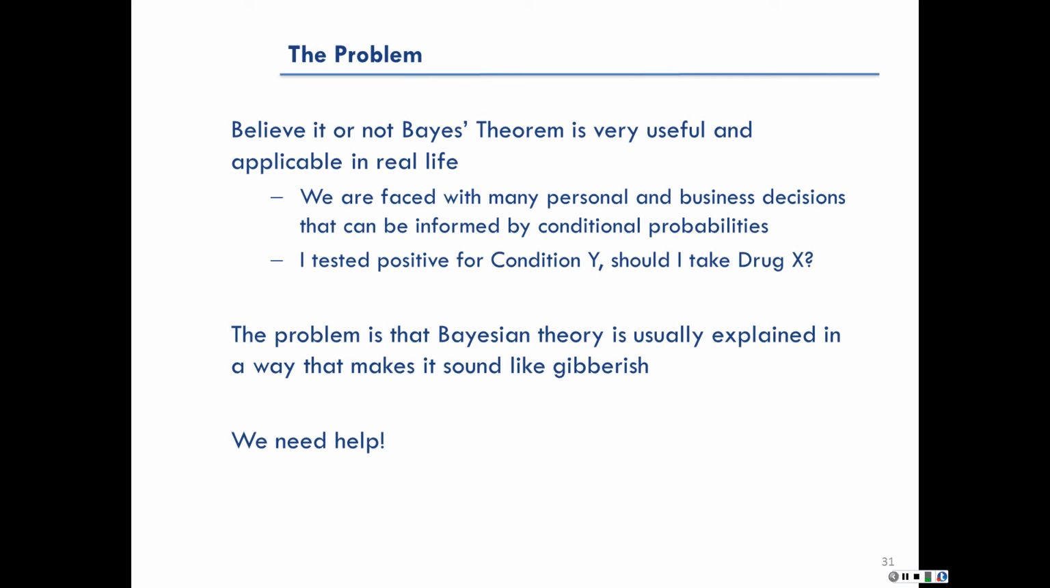Believe it or not, Bayes' theorem is actually very useful and applicable in real life. We're faced with a lot of personal and business decisions that can be informed by conditional probabilities, where one thing is conditional on something else. That's part of life. For instance, I tested positive for condition Y. Should I take drug X? The problem, though, is that Bayesian theory is often explained in a way that makes it sound like gibberish to the average person, and so we need help.